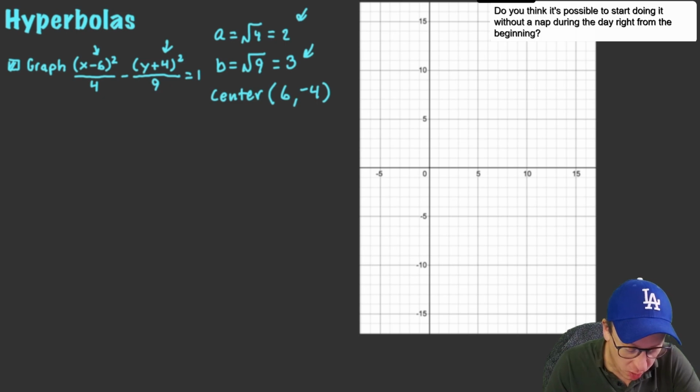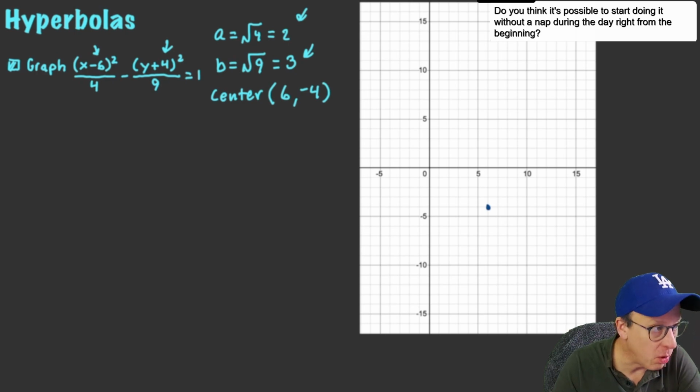Okay, so what we're going to do is plot our point, which is going to be 6 and -4. So 6 and 1, 2, 3, 4. There is our central point. And we know that, maybe I should actually label these.